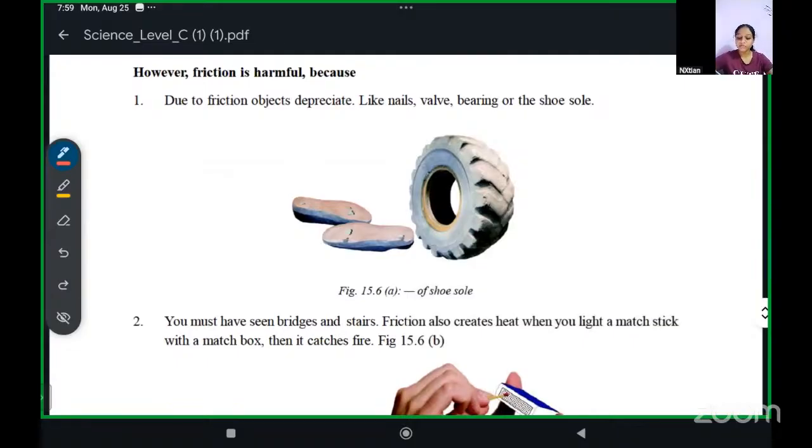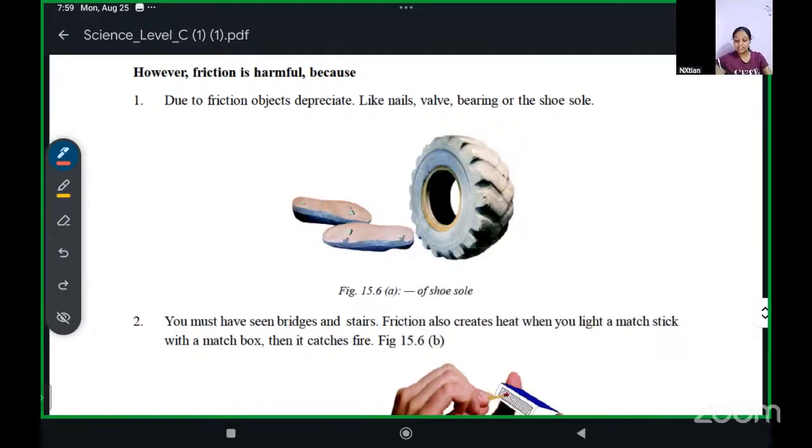Now, let's see how friction is harmful. Due to friction, objects depreciate, like nails, walls, bearings, or shoes. They all wear off, or get worn out after prolonged use due to friction. You must have seen bridges and stairs.